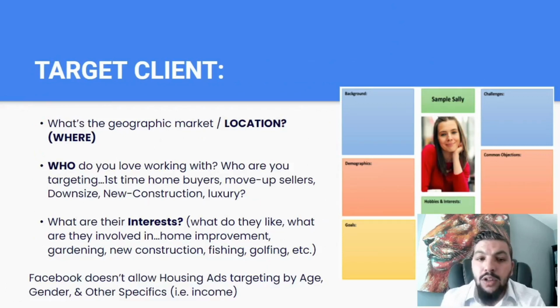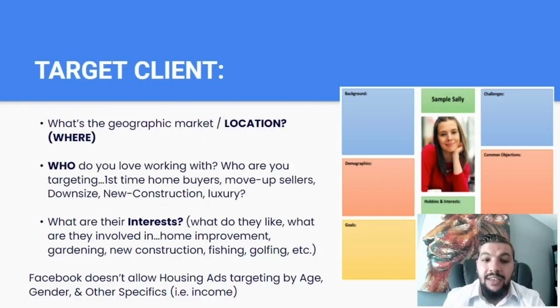Who do you love working with, or who is it that you want to target with this campaign? Are you targeting first-time home buyers? Move-up sellers? People who are looking to downsize? New construction? Luxury? And there are other examples you'll see as we go through the ad campaigns. So your target client: the where, the who, and their interests. That's the third one.